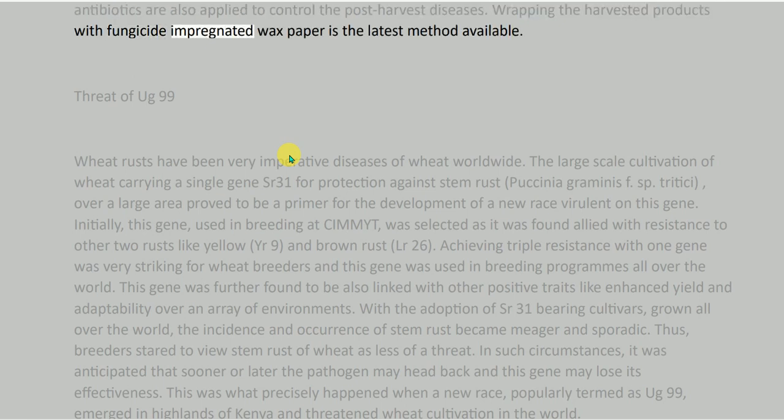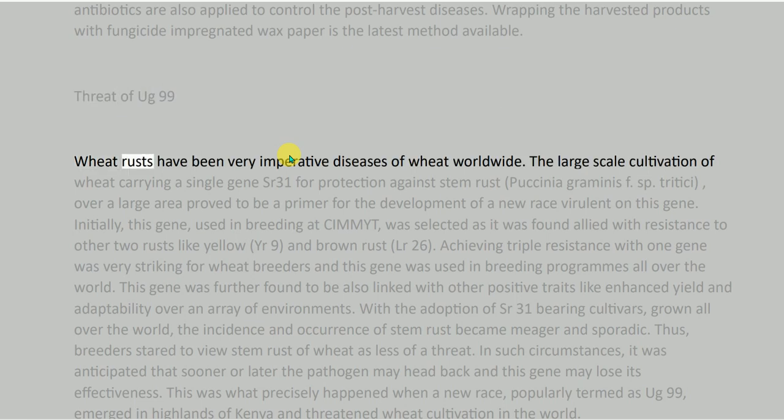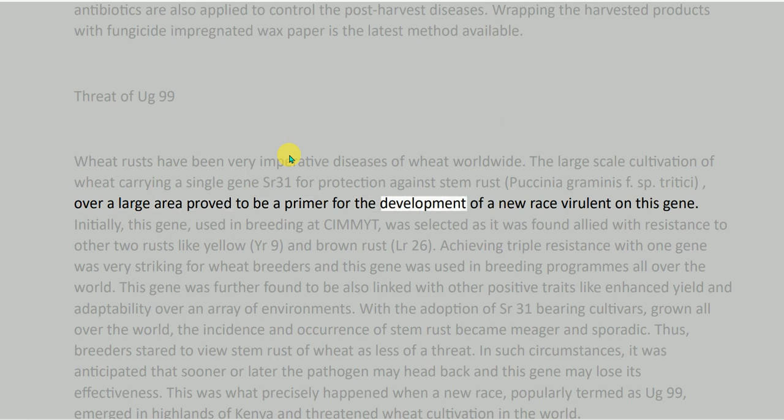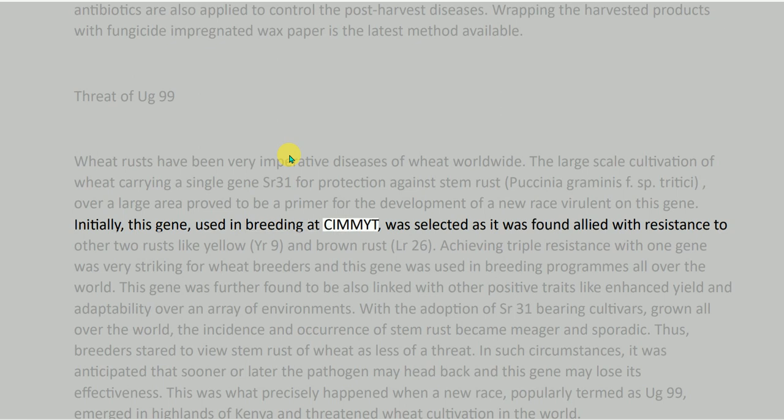Threat of Ug99. Wheat rusts have been very imperative diseases of wheat worldwide. The large-scale cultivation of wheat carrying a single gene Sr31 for protection against stem rust, Puccinia graminis f. sp. tritici, over a large area proved to be a primer for the development of a new race virulent on this gene. Initially, this gene, used in breeding at CIMMYT, was selected as it was found linked with resistance to the other two rusts, like yellow rust, Yr9, and brown rust, Lr26.